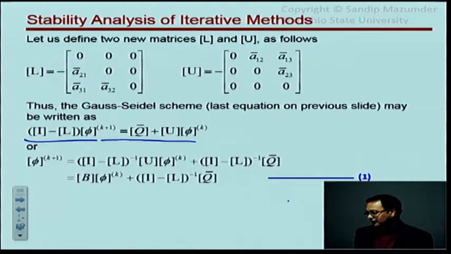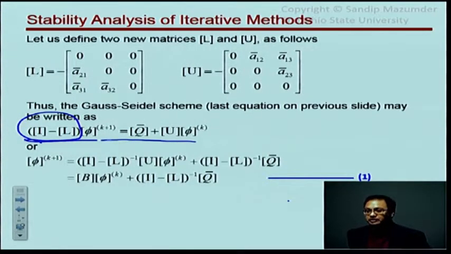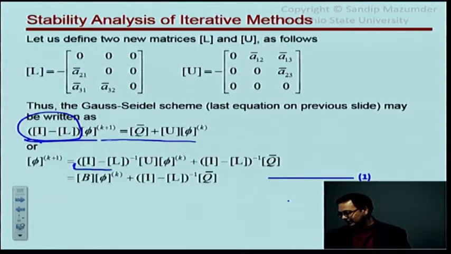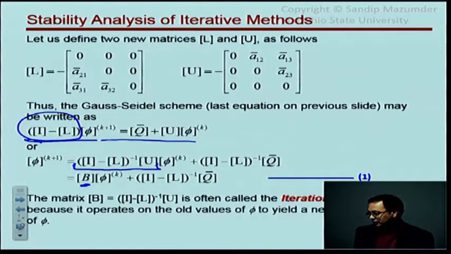And so now in matrix notation I can say my phi k plus 1 is I minus L inverse times U times phi k. So I'm basically taking this, multiplying with the inverse of that on both sides of the equation, and I get that. And this matrix here, I minus L inverse times U, is denoted by B. That B is called the iteration matrix.